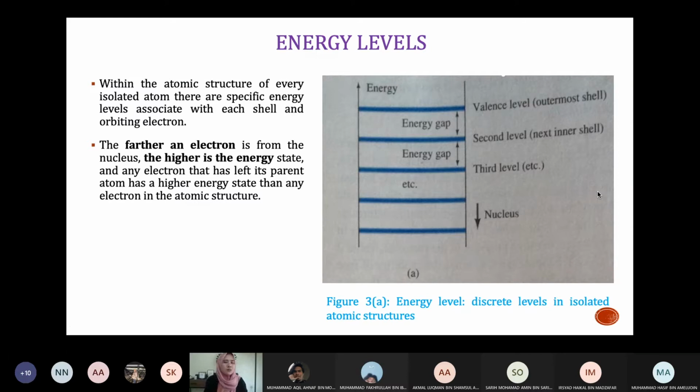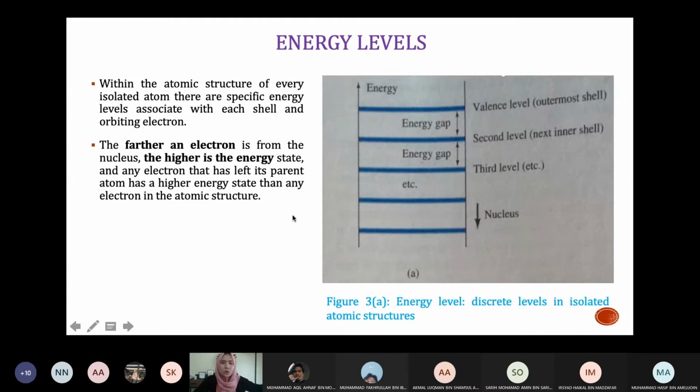So next is energy levels. So figure 3. Okay, so in figure 3A, this is the energy level, discrete levels in isolated atomic structure.